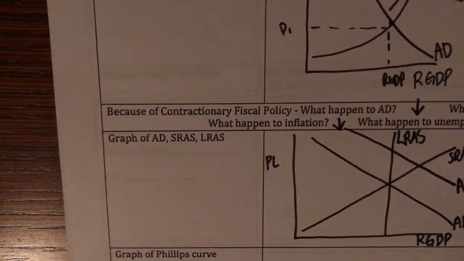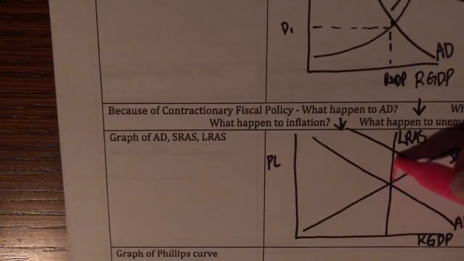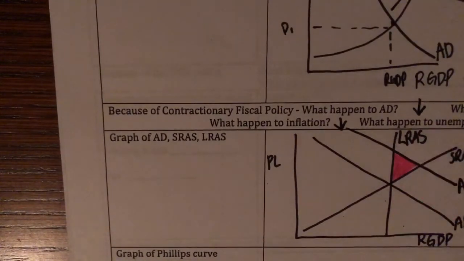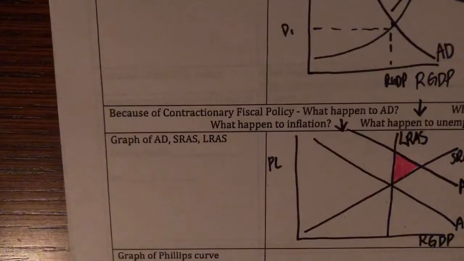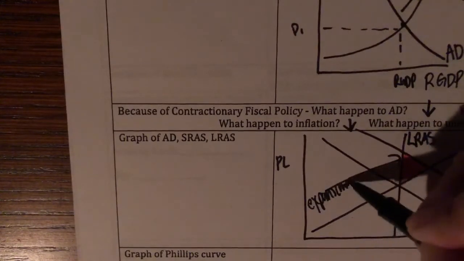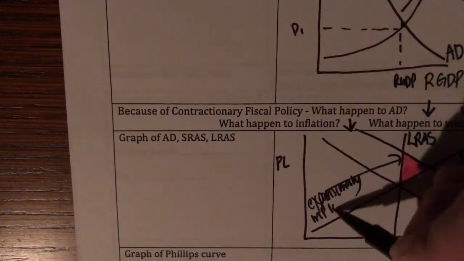And this causes, right here, do y'all see this triangle? This space, this is a gap. This gap right here is an expansionary, I don't even have my thing open. This is an expansionary or inflationary gap.